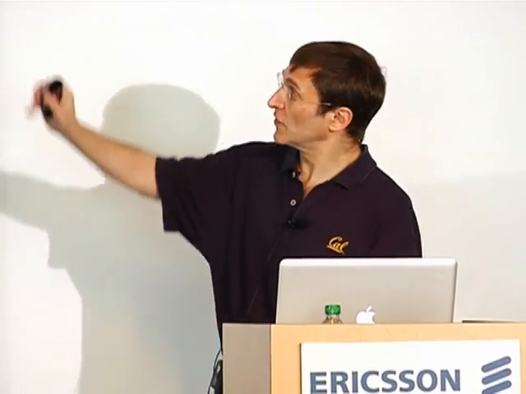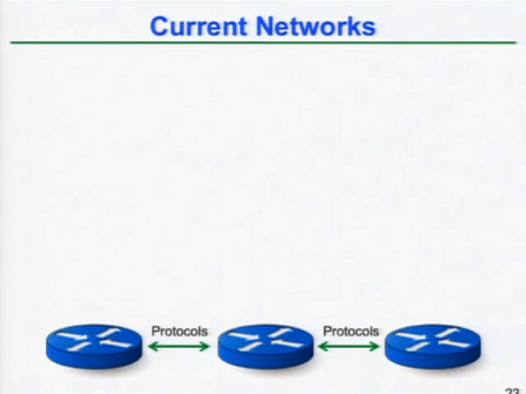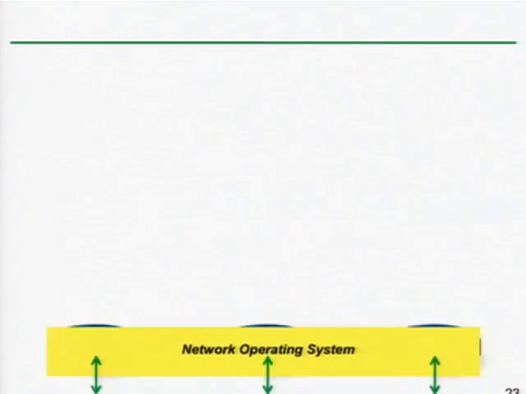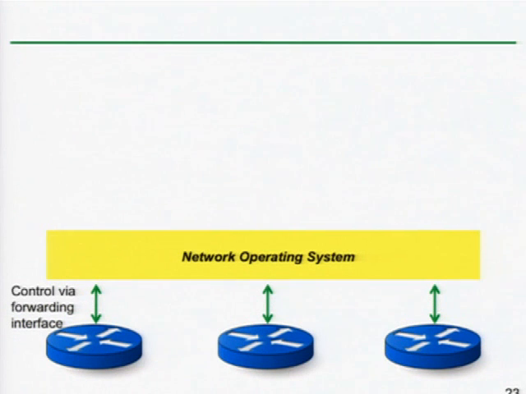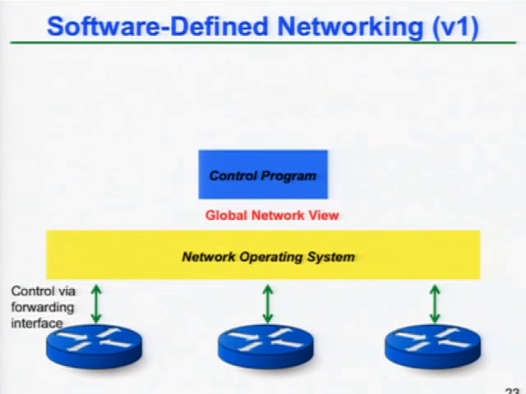So if you take these two abstractions, you end up with a picture like this. So the current networks look like this. You've got protocols in between switches. You throw them out. You then define a network operating system that runs on servers in the network. You control the switches via this forwarding interface, and this network operating system provides this global network view. And then if you're writing a control program, it's on top of this network view. You write a control program on top of a graph.